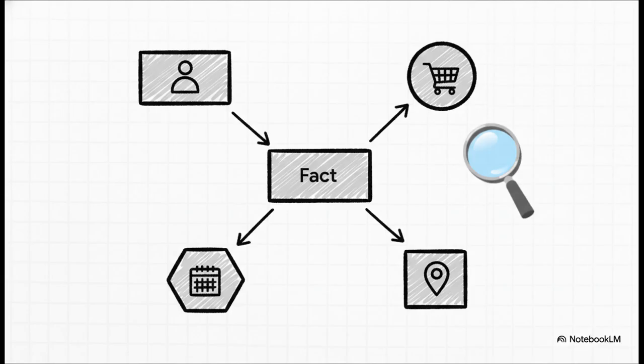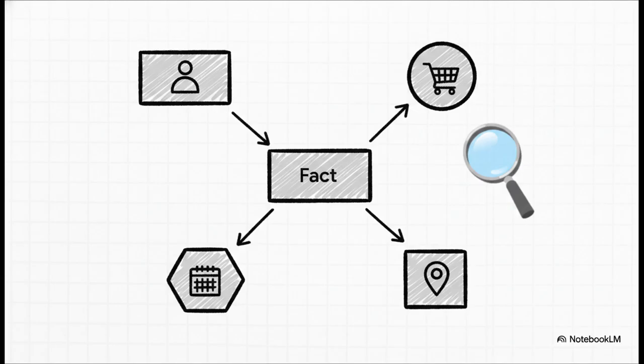Right at the center of everything, you've got a fact table. This table is lean and mean. It only contains the numbers, the business events like sales amount or quantity sold. Then, surrounding this fact table like points on a star, you have your dimension tables. These tables give you all the context, the who, what, where, and when.